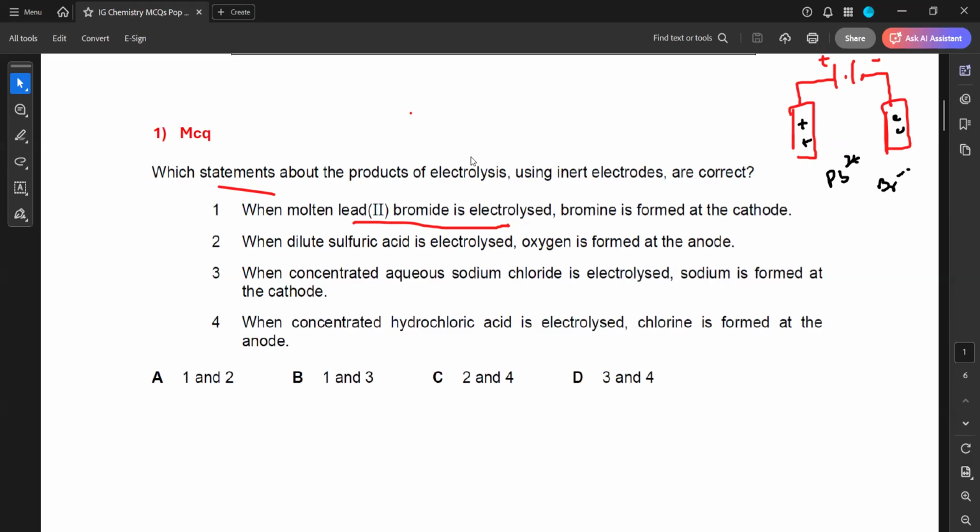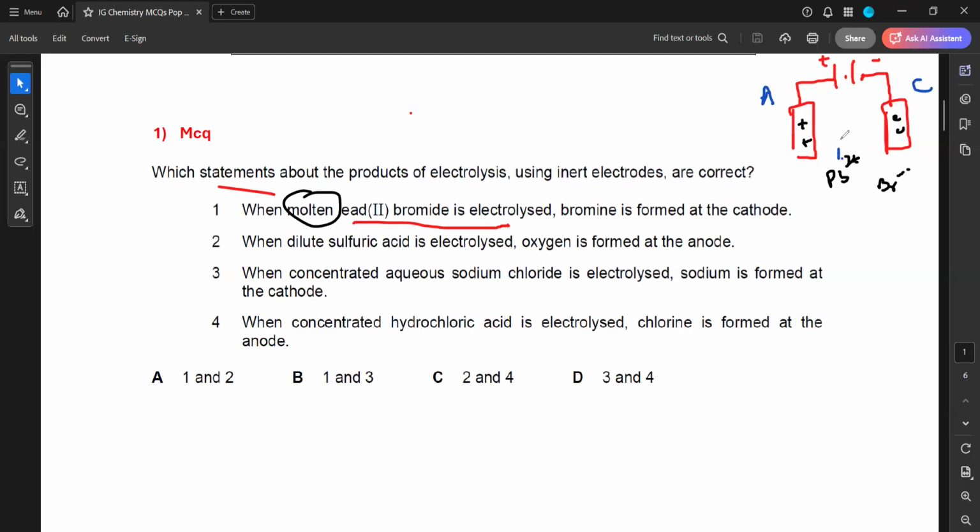What is the difference between a molten solution and aqueous? Molten means it does not contain water. Aqueous means it contains water. So they mention here molten, it means it does not have any water. So what will happen? The lead is attracted. This is a cathode and this is an anode.